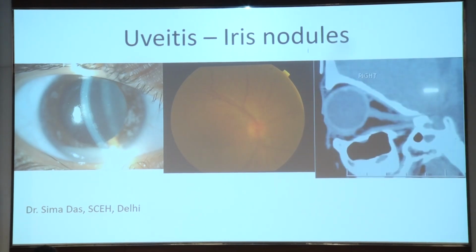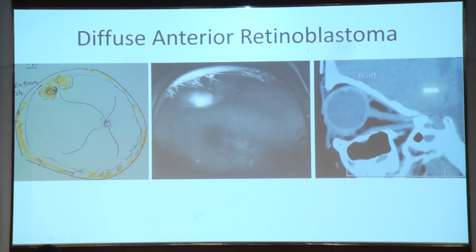And this is a CT scan of this patient. We'll come back to this once more. This is what was seen on EUA. You had 2 small tumors in the periphery seen under anesthesia, and they were seeding in the pars plana as well. And this is the only evidence that we have of the tumor in this patient. So this is an anterior form of retinoblastoma.